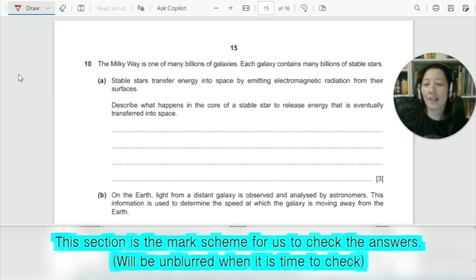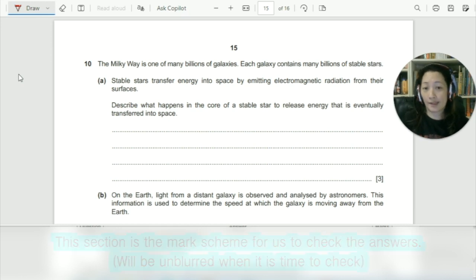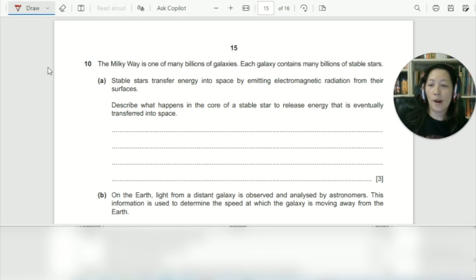Let's start. The Milky Way is one of many billions of galaxies. Each galaxy contains many billions of stable stars. A. Stable stars transfer energy into space by emitting electromagnetic radiation from their surfaces. Describe what happens in the core of a stable star to release energy that is eventually transferred into space. This is a 3-mark question where you need to describe what happens in the core of the stable star.